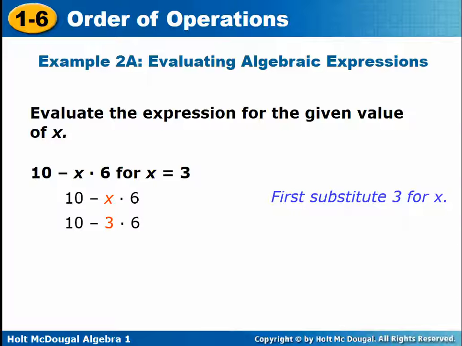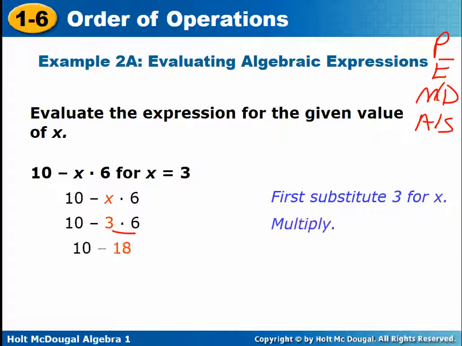Now we think about our order of operations. We don't have parentheses or exponents, but we do have some multiplication or division. So we'll do that part first. So we'll have 10 minus 18, and then we subtract and get negative 8.